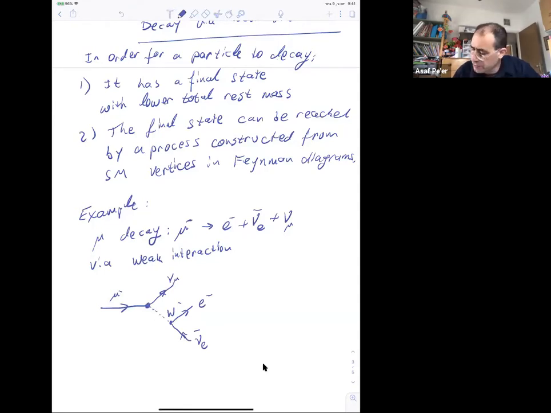So we have here conservation of charge. We have two vertices, and in each we have conservation of charge. We also have conservation of electron leptonic number. That's why we have an electron and an anti-electron neutrino. We can think of the electron and muon as each carrying a leptonic number, and there is conservation of muon leptonic number. That's why we have the muon neutrino.